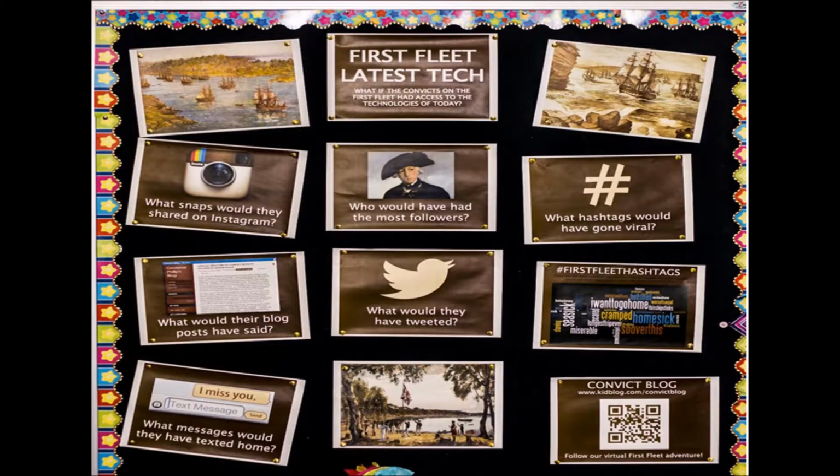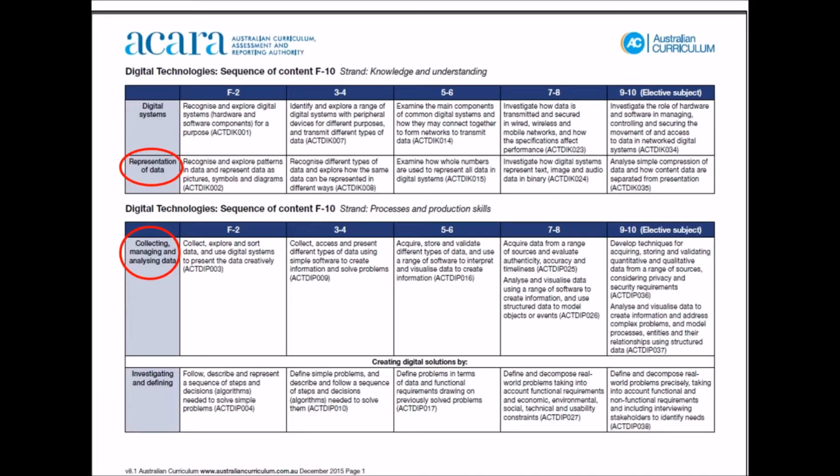for, etc. And this is my nice little ICT capability example where you're looking at what would the convicts have tweeted, what snacks would they have shared on Instagram, who would have been their friends on Facebook, what messages would they have texted home, like maybe 'help', something like that. So that's just an example of ICT capability also supporting this concept.